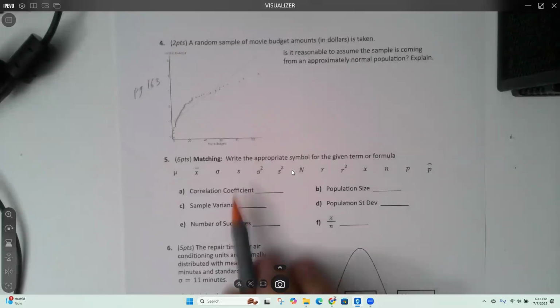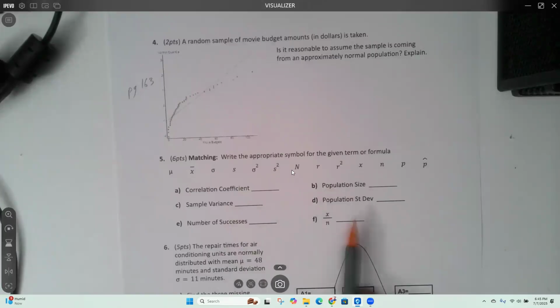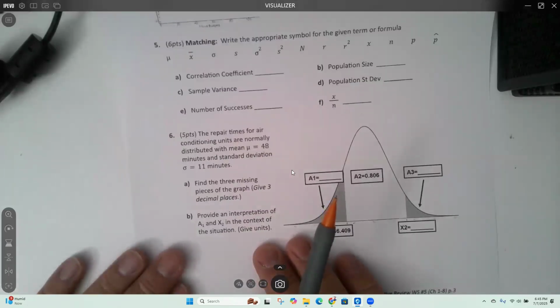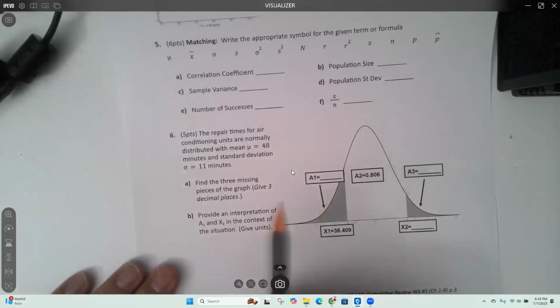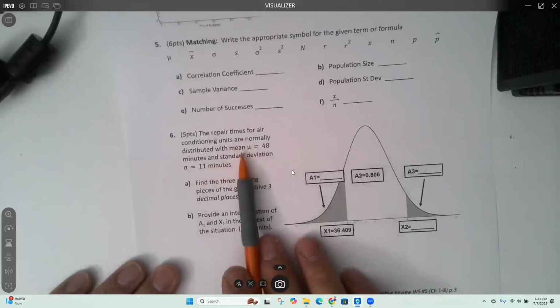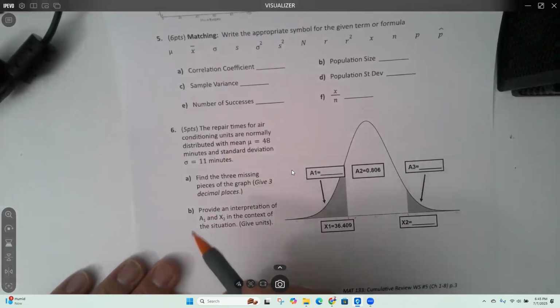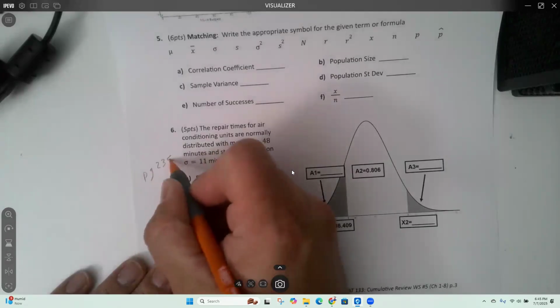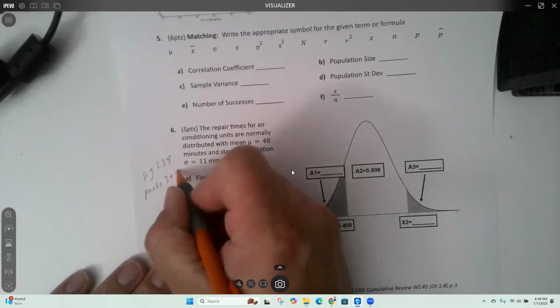All right. Number 5, write the appropriate symbol for the given term. So we've done these before, so you guys should probably have that covered. No problem. All right. Repair times for air conditioning are normally distributed with a mean and a standard deviation. So this one, you'll find information about it on page 235, parts 3 and 4.